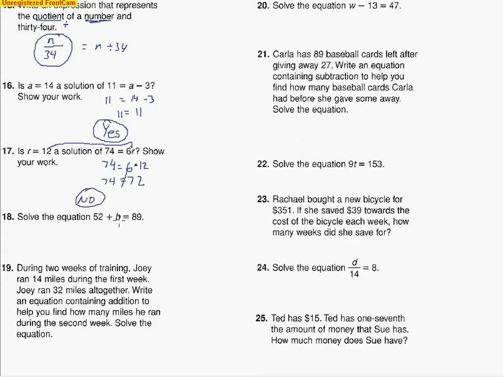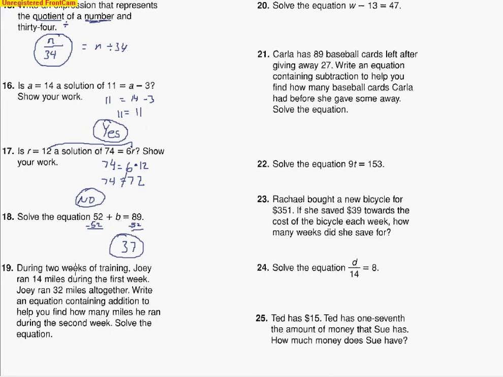Here they're asking us to solve, and so when we solve, we want to isolate the variable. So we keep the variable by itself, so we're going to go ahead and move this 52 to the right-hand side. When we do that subtraction, 9 minus 2 gives me 7, and 8 minus 5 gives me 3. So 37 is what B is.